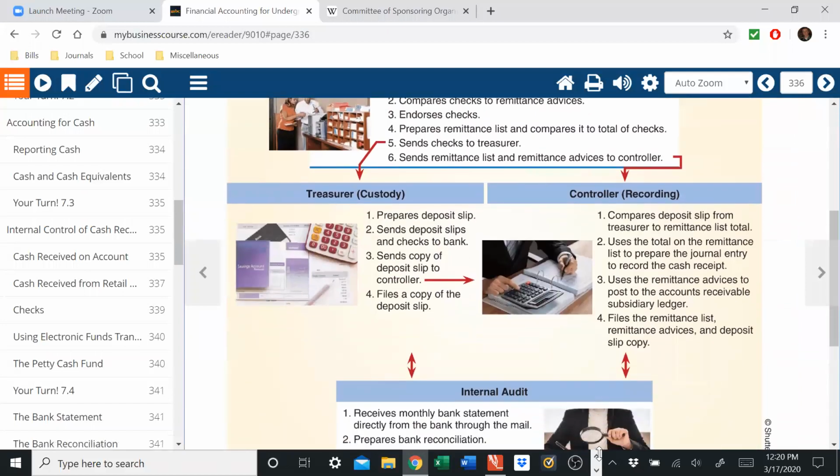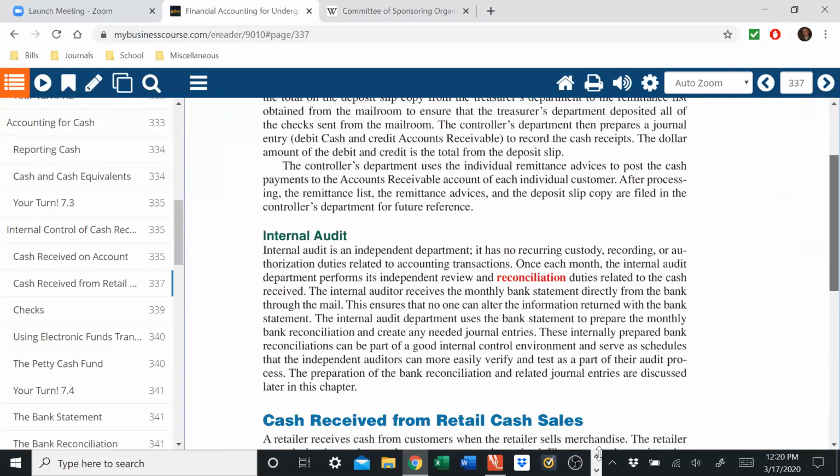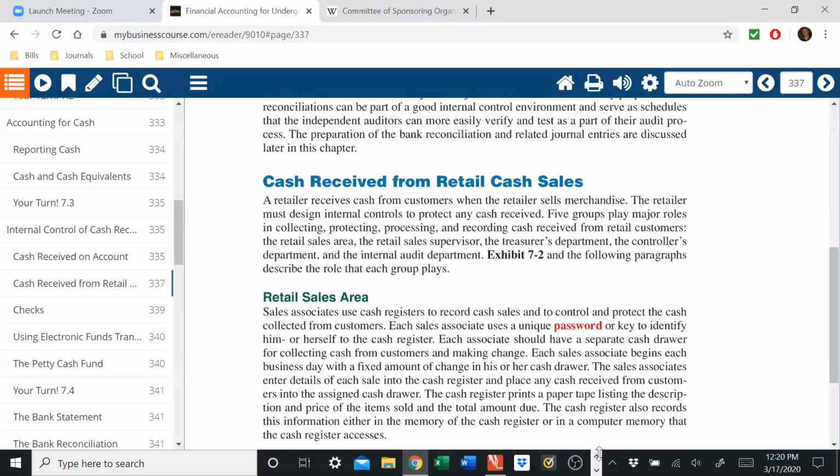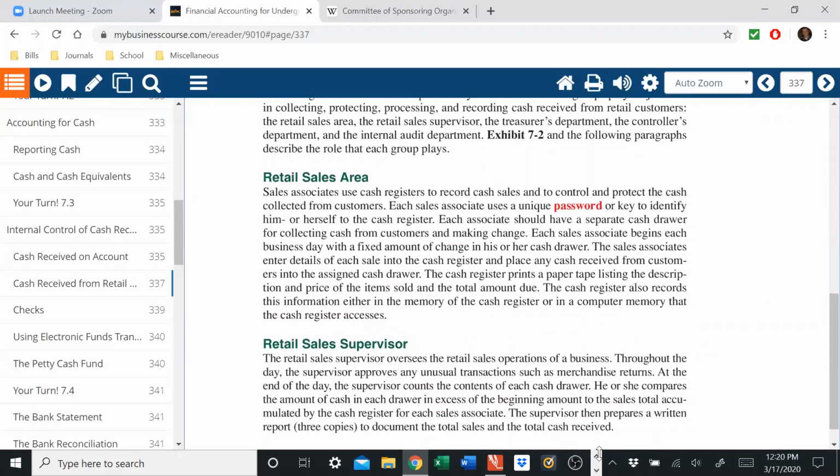All right. For the next thing is cash received from retail cash sales. What internal controls are in place to make sure that this cash isn't misappropriated? So you guys probably already kind of know this. There's a retail sales area. The sales associates use a cash register to record the cash sales and to control and protect the cash collected from customers. Each sales associate has a unique password to identify themselves on the cash register. So we know when a given person starts working on that register and when they stop working.